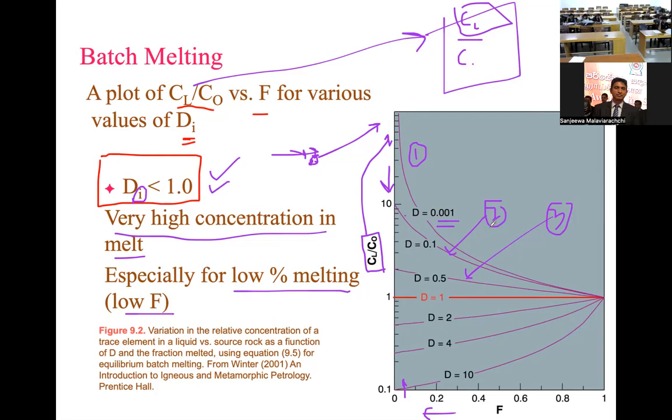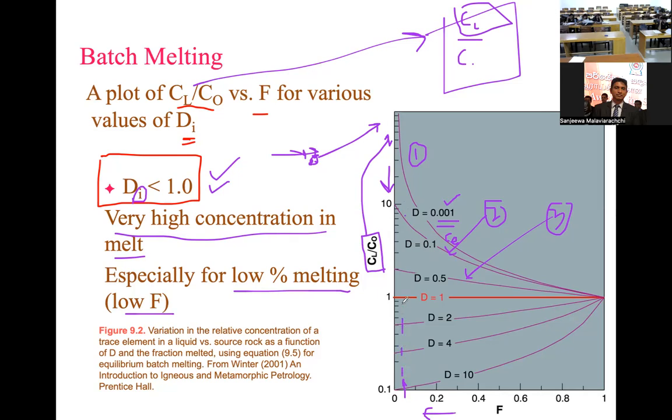But if its partition coefficient is a little higher, that means the degree of incompatibility is lower compared to this particular situation, right? So suppose one element here is lanthanum, and the second one may be cerium, because it is a little less incompatible than lanthanum. So in that case, its composition will be a little bit lower in the melt, but for the same degree of melting, right?